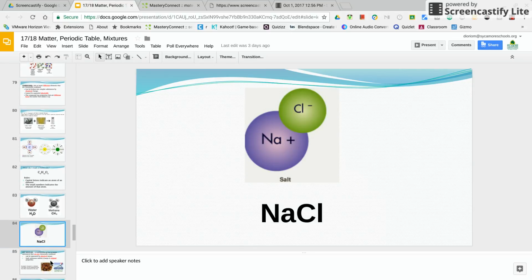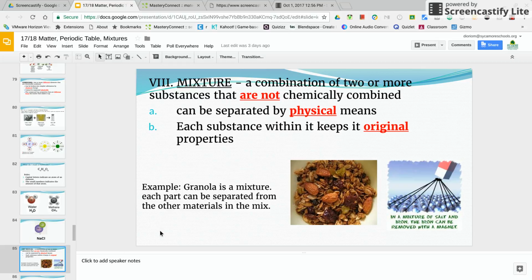Now, mixtures, on the other hand, are different. Mixtures are a combination of two or more substances that are not chemically combined, and they can be separated physically. And each substance within it keeps its original properties. So, for example, I have trail mix here. If I were to pick out one of those almonds and taste it, it would taste like an almond. Just because I mixed it with these raisins and the granola, it doesn't give it a different taste. It doesn't take on different properties than what it had originally.